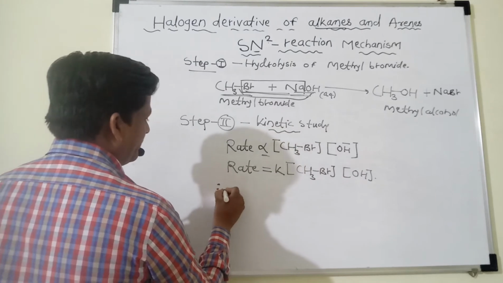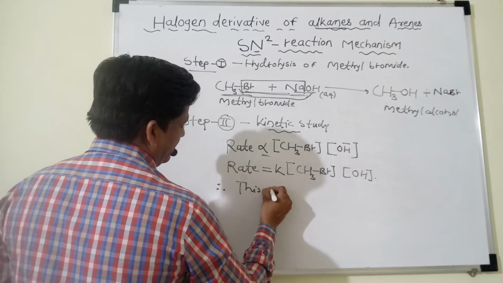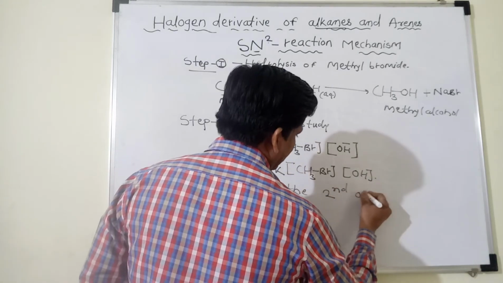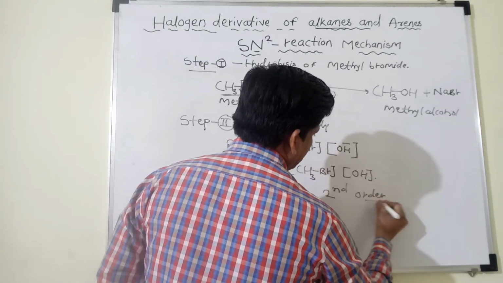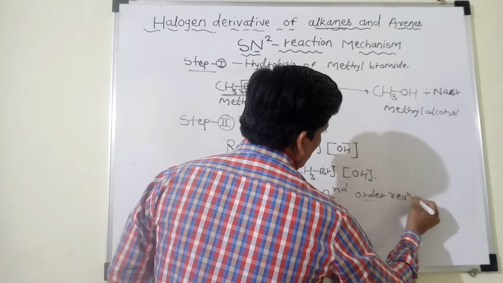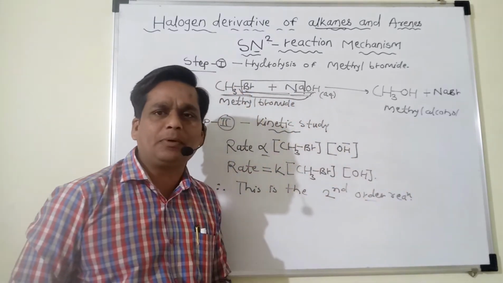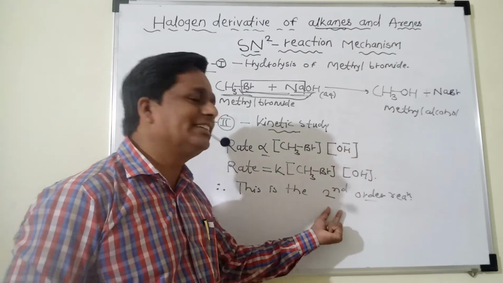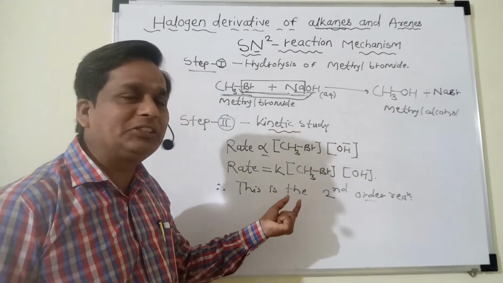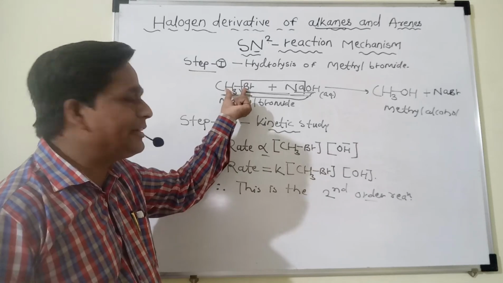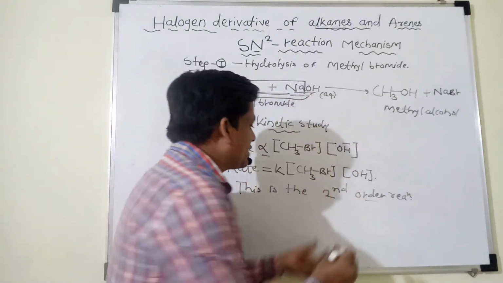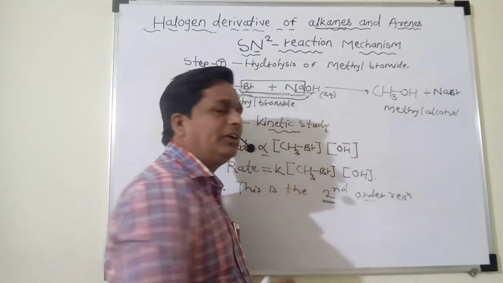Therefore this is the second order reaction. So order of reaction always depends upon the concentration of reactant species. Here it is second order because the rate of this reaction depends upon the concentration of methyl bromide as well as the concentration of NaOH. So that's why this is the second order reaction.